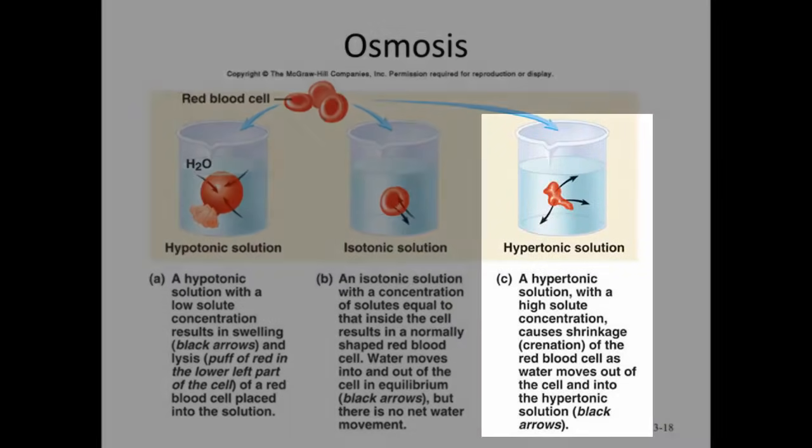Okay. And then a hypertonic solution, like we see in C here. Hypertonic solution with a high solute concentration causes shrinkage or crenation of the red blood cell as water moves out of the cell and into the hypertonic solution.